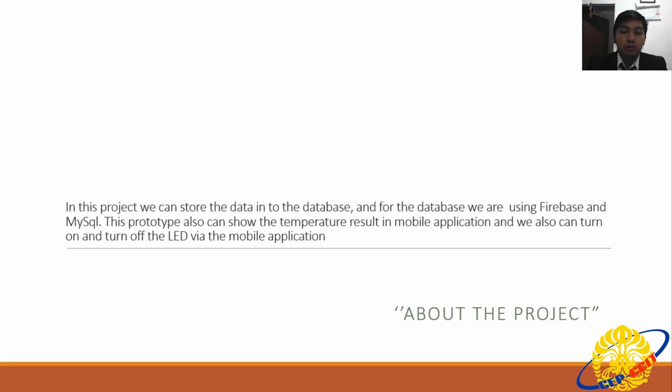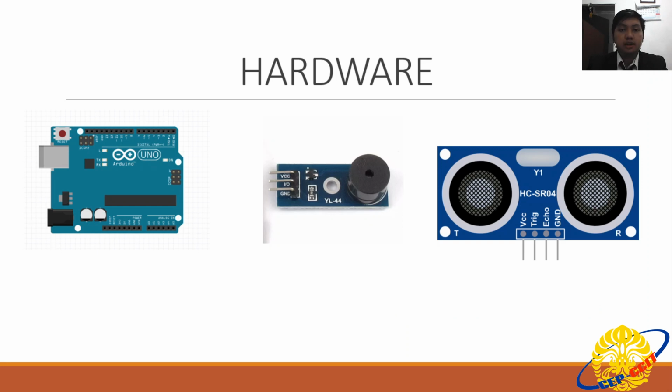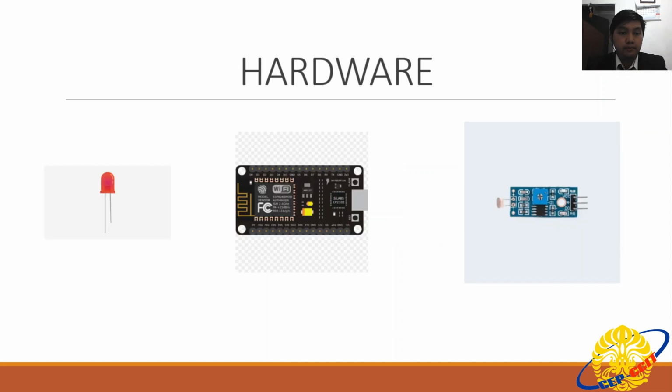This prototype can also show the temperature result via mobile application, and we can turn on some LEDs via the mobile application. So in this project, we are using some hardware. For the microcontroller, we are using two types. The first one is Arduino Uno, and then we use a buzzer here in the middle, and then we use the HC-SR04, or we can say ultrasonic sensor, and then we use some LEDs.